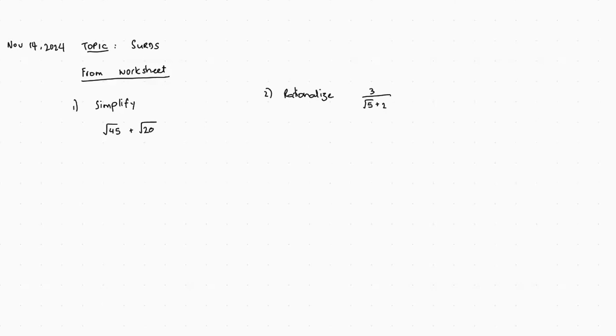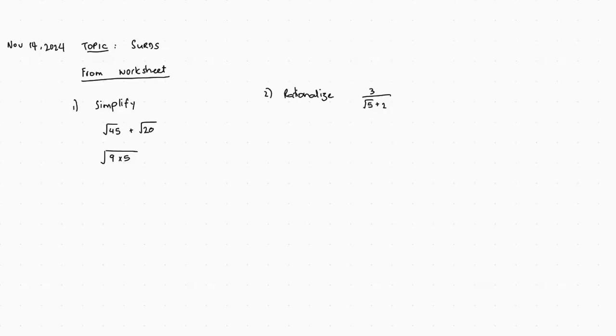So what we want to do here, you look at 45. You ask yourself, is there a perfect square that is a factor of 45? And of course there is. So this becomes the square root of 9 multiplied by 5. And we do the same thing for root 20. Perfect square is 4. So 4 multiplied by 5 gives us 20.